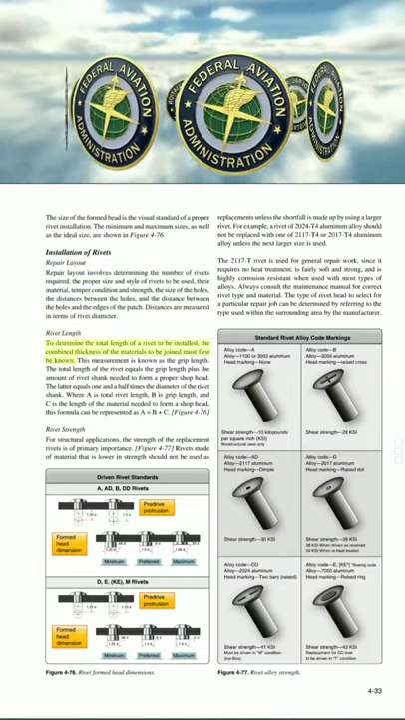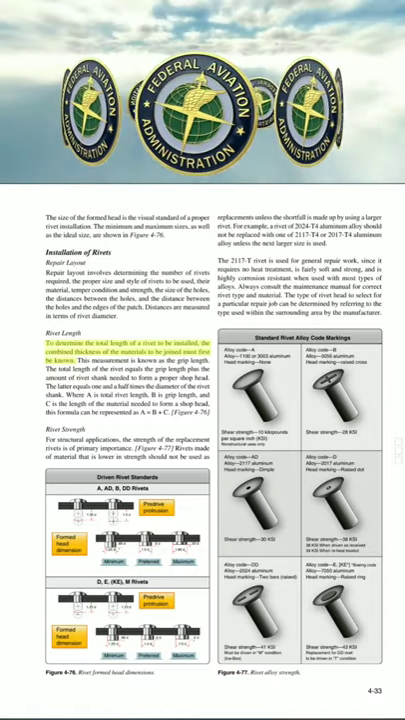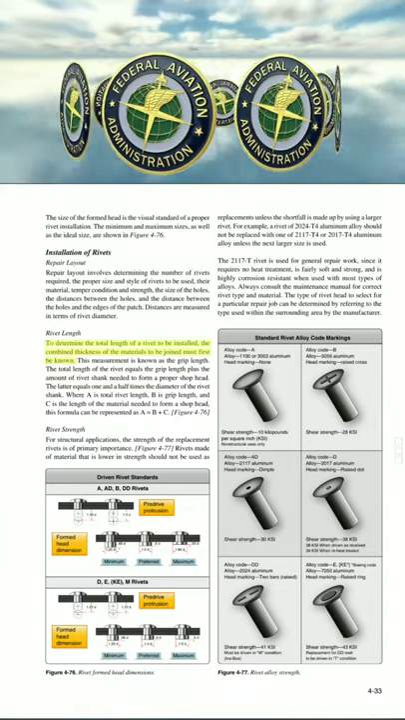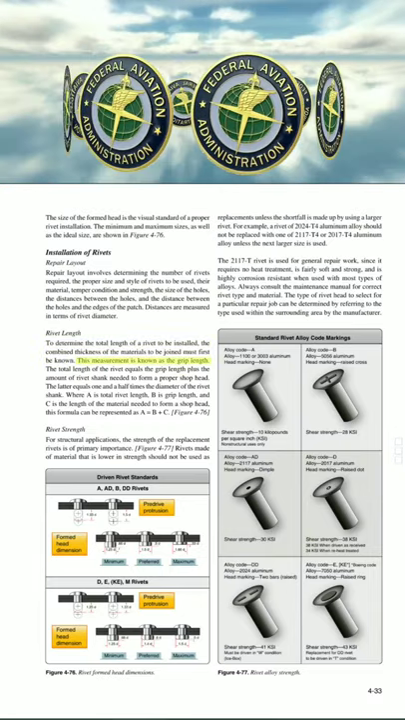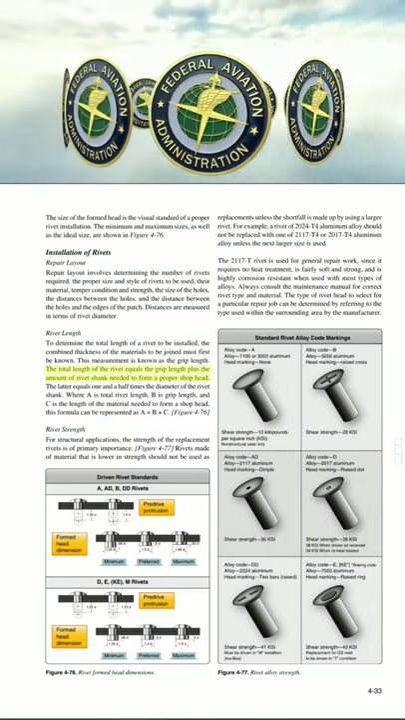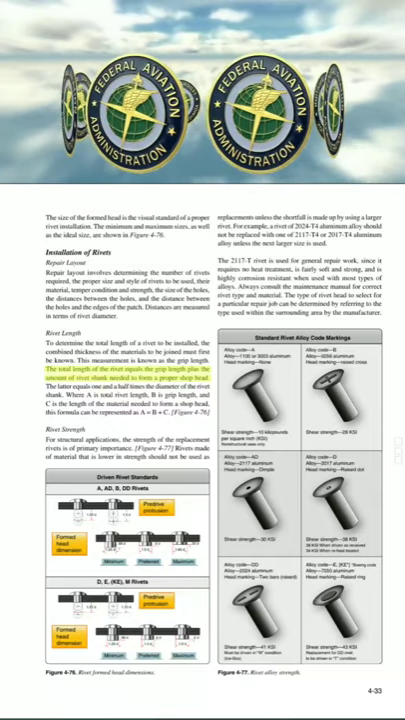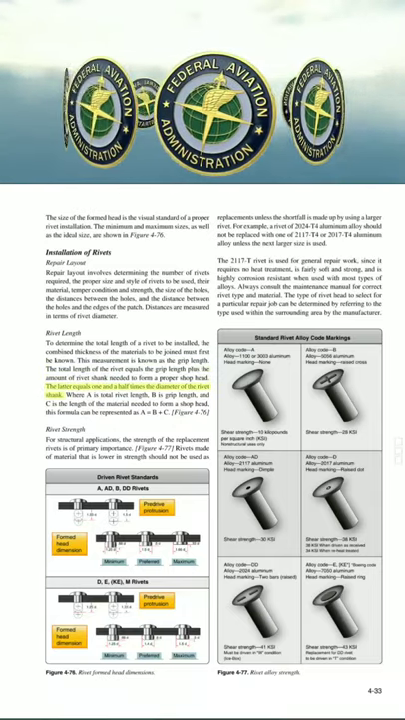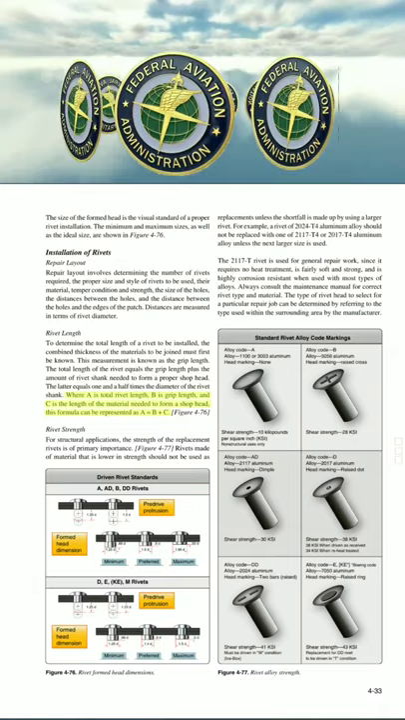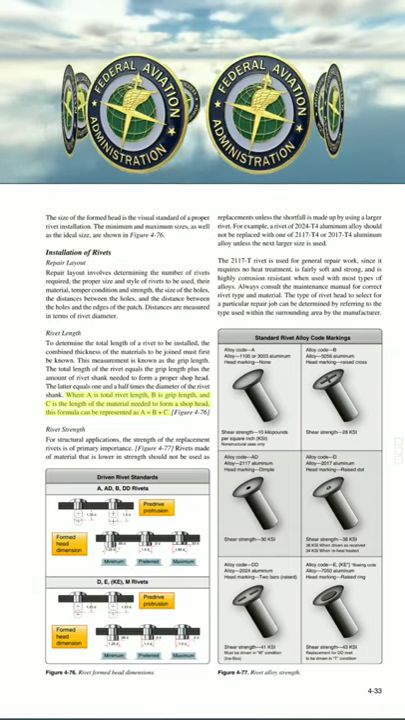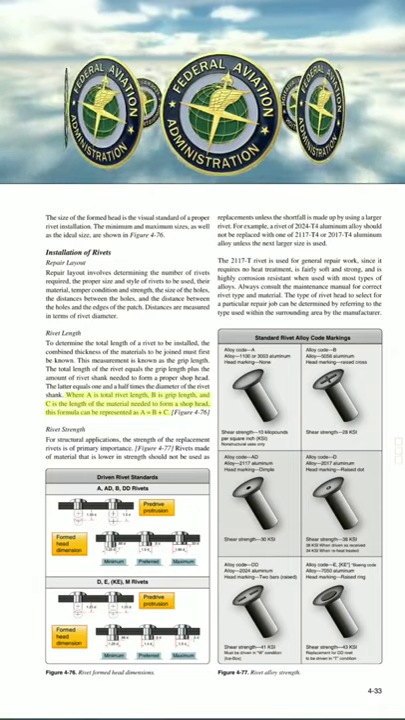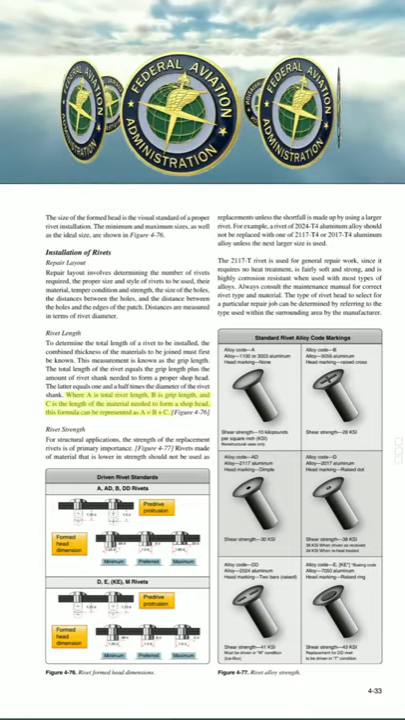Rivet length. To determine the total length of a rivet to be installed, the combined thickness of the materials to be joined must first be known. This measurement is known as the grip length. The total length of the rivet equals the grip length plus the amount of rivet shank needed to form a proper shop head. The latter equals 1.5 times the diameter of the rivet shank, where A is total rivet length, B is grip length, and C is the length of the material needed to form a shop head. This formula can be represented as A equals B plus C.